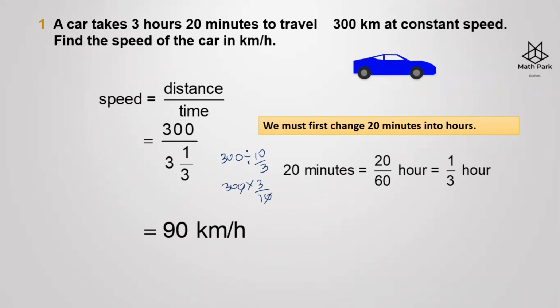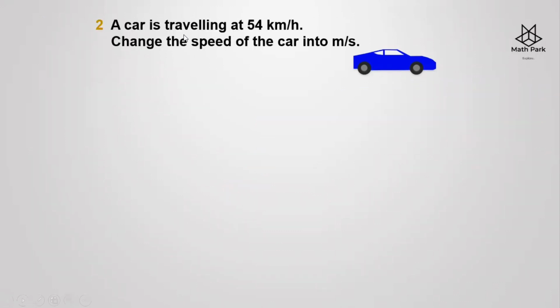Got it? Very important: if the time was given in hours and minutes, we need to convert this time into hours. A car is traveling at 54 km per hour. Change the speed of the car into meter per second.